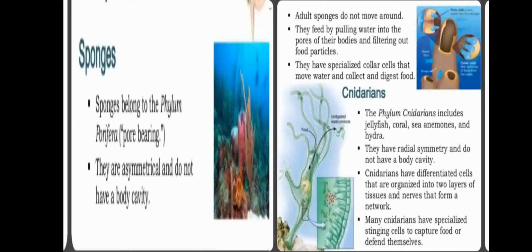Cnidarians have some characteristics. The phylum Cnidaria includes jellyfish, corals, sea anemones, and hydra. These are the examples. They have radial symmetry and do not have a body cavity. Cnidarians also have differentiated cells organized into 2 layers of tissues, and nerves that form a network. Many cnidarians have specialized stinging cells called cnidocytes, and these stinging cells help to capture food or prey, and they also defend themselves by using them.